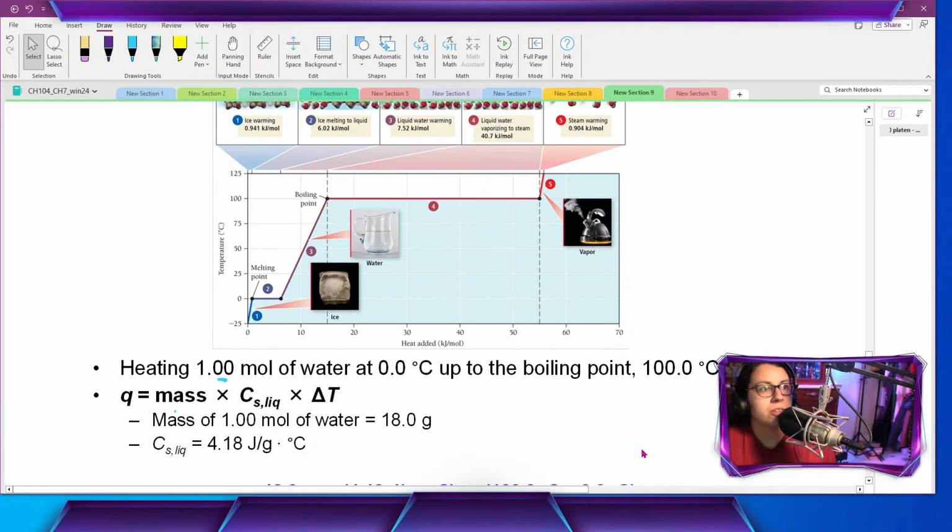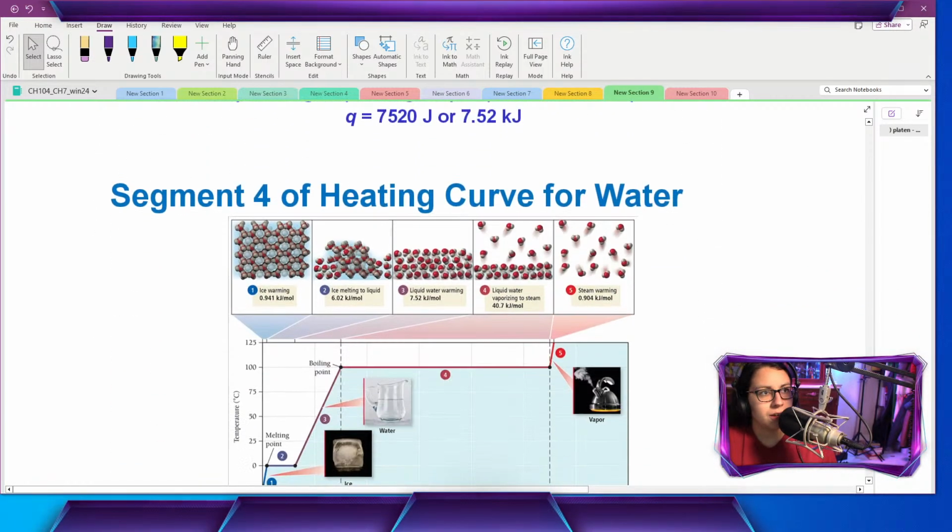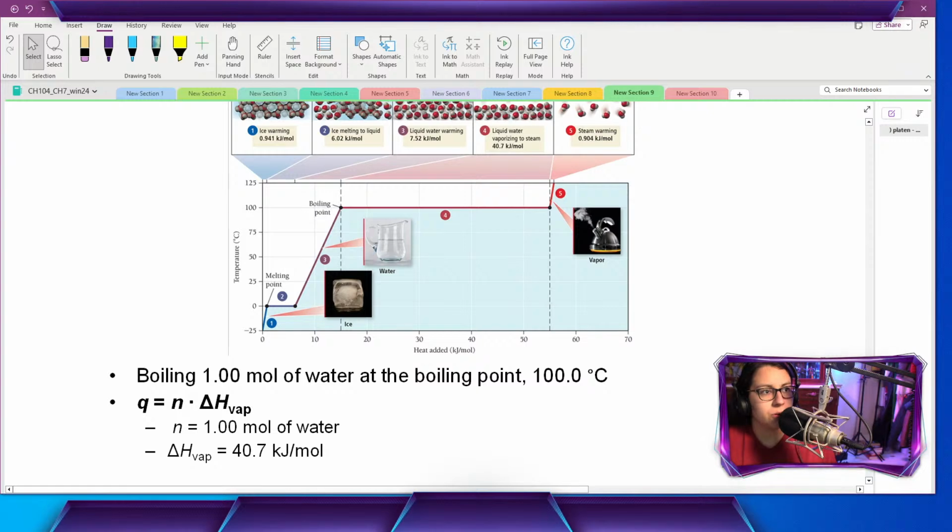All right. So now we're here, right? Now we need to do another state change. And that is leg 4. We have our water at 100 degrees Celsius, but now we need to do the state change from a liquid to a gas. So that's where we get our change in vaporization enthalpy. How much energy that requires.